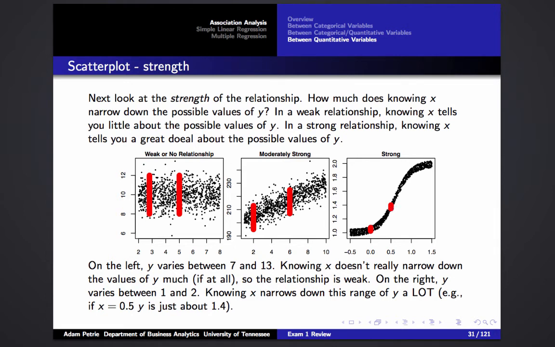This is a very weak or non-existent relationship because if I look at individuals with an x of 3, the y values are between about 8 and 12. And if I look at individuals with an x of 5, well, the y values are still between 8 and 12. Knowing x didn't narrow down the possible values for y.